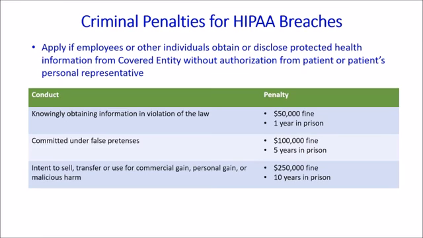If HIPAA breaches are undertaken under false pretenses, such as a person or organization posing as someone they aren't, those penalties go up to $100,000 per occurrence, plus 5 years in prison per count. Lastly, if someone is found to have obtained PHI with an intent to sell it or use it for malicious harm to the patient, the fine is again increased to $250,000 per count, plus 10 years in prison.